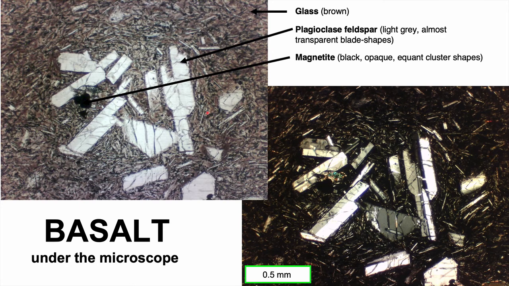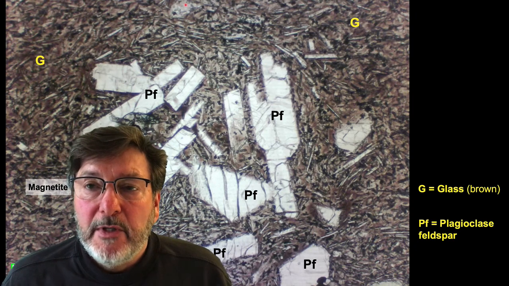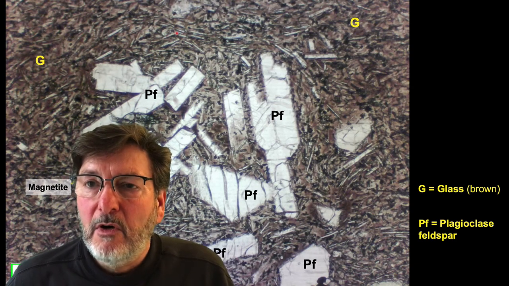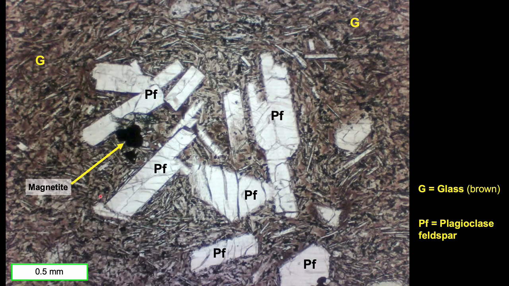of pyroxene or augite. Here's a magnified view of that same sample with the large calcium-rich plagioclase crystals and then the small versions of them looking like little needles all through this brown, gray, glassy matrix. And then again, here are those equant magnetite crystals.